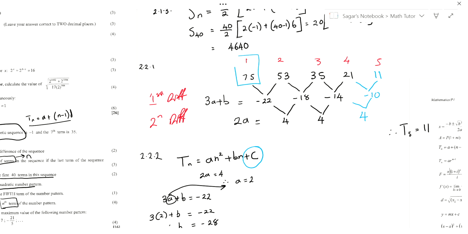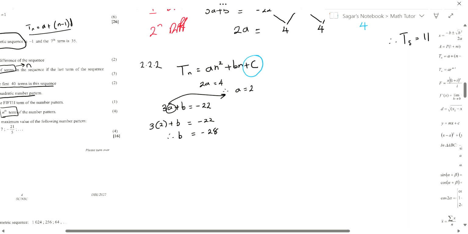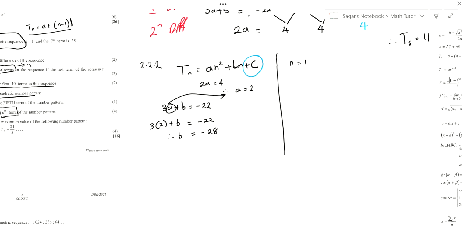I would take the first term. And for that, n is equal to 1 and T1 is equal to 75. So now it becomes simple substitution, right? Tn is equal to 2n squared minus 28n plus c. Now let's substitute in these values. 75 is equal to 2 open brackets 1 squared minus 28 open brackets 1 plus c.